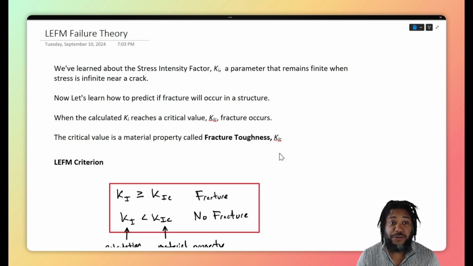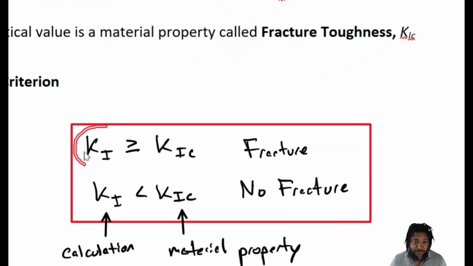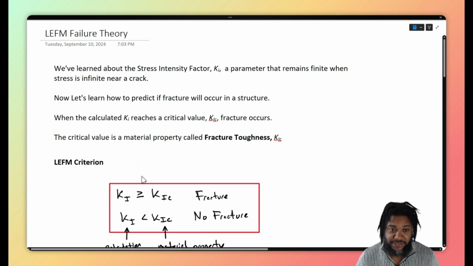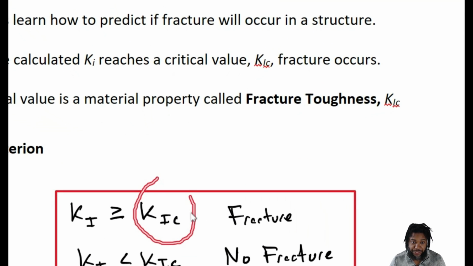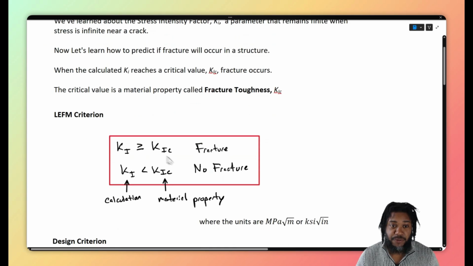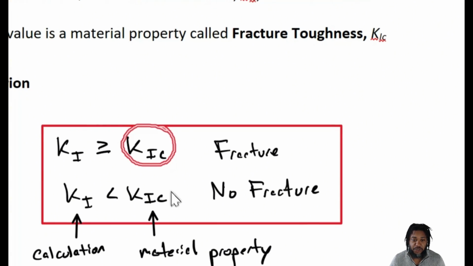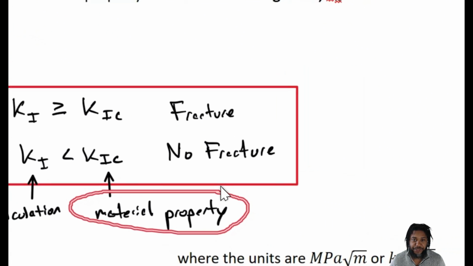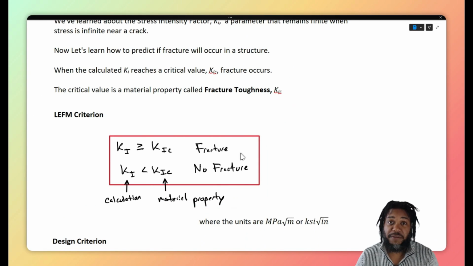So thus far, we've learned about the stress intensity factor, a parameter that remains finite when stress is infinite near a crack. Now let's learn how we can use that parameter to predict fracture in a structure, where if that parameter, the stress intensity factor K, exceeds or is equal to a critical value, then fracture will occur in our structure. Well, that critical value of our structure is a material property, which we call the fracture toughness of our material.